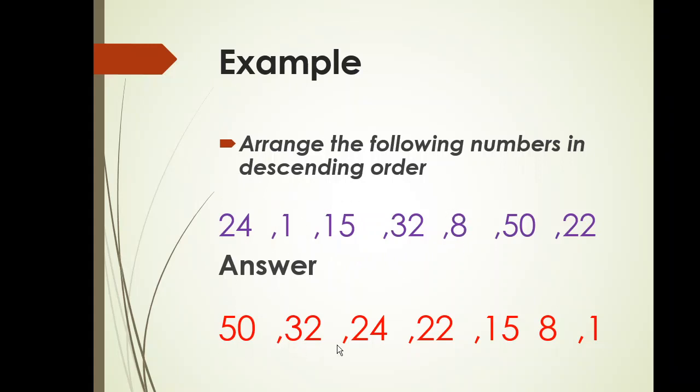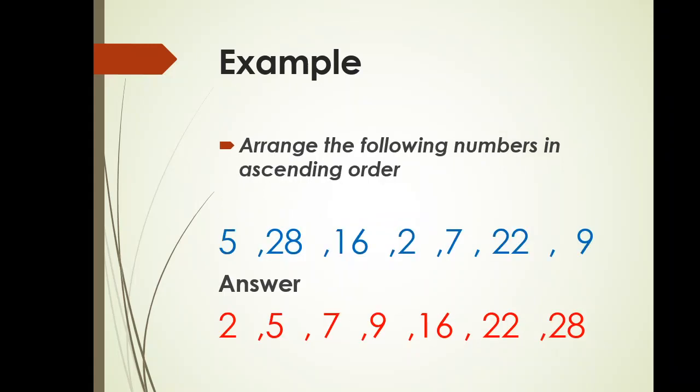This way, these numbers are in descending order because we started with the largest number in the list, and then we end with the smallest number in the list, which is 1. Descending order, we start with the largest number to the smallest number in the list.